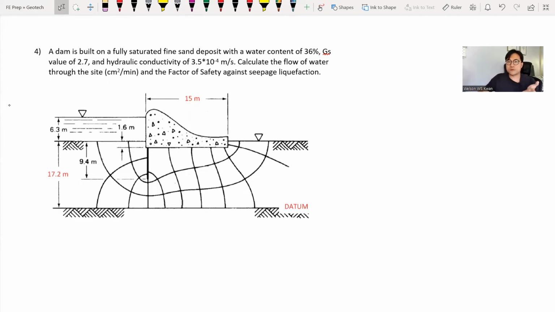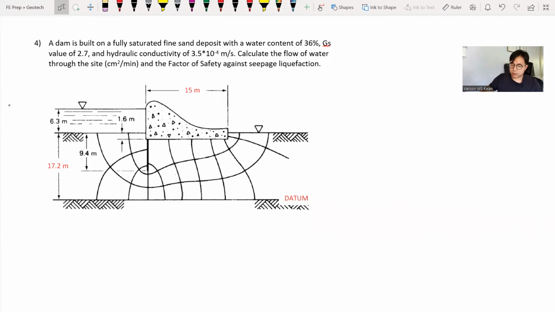Okay, so question 4 here: you have a site where you have a dam sitting on a fine sand, saturated fine sand deposit. The dimensions of the dam and also the water levels from upstream and downstream are given to you. And also a flow net has already been constructed. You are being asked 2 questions here. First, calculate the flow of water through the site, and also find the factor of safety against seepage liquefaction.